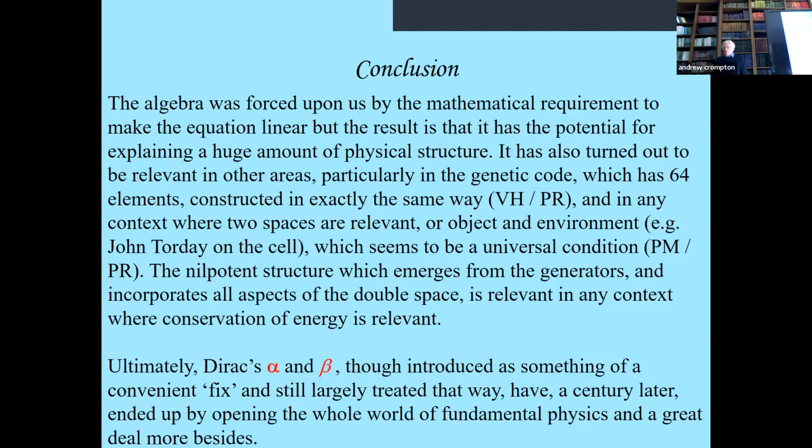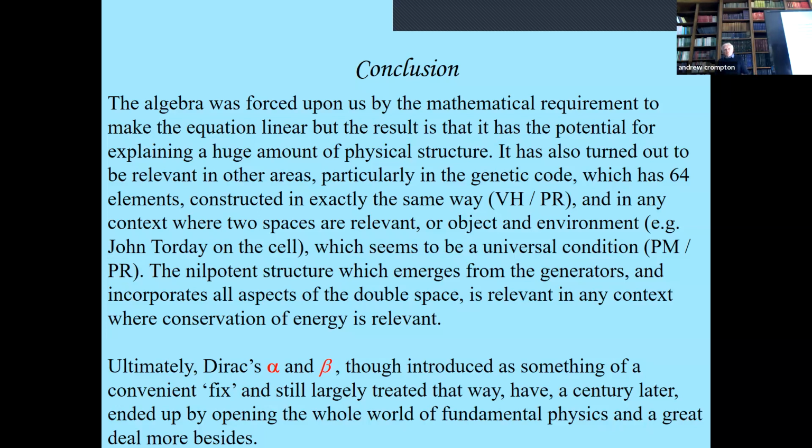I found it relevant in other areas, and biology was mentioned this morning, and I found it relevant in the genetic code, which has 64 elements, and with Vanessa Hill, we worked out the genetic code using it. And in any context where two spaces are relevant, Mike Horner talked about two spaces this morning. Anywhere two spaces are relevant, this is important. And that's virtually anywhere, because you've got appearance and reality and all that sort of thing. Object and environment is another one, and John Torday in the cell. And object and environment is a universal condition, and I worked with Peter Marser a lot on that, and we did a lot of stuff on large scale systems.